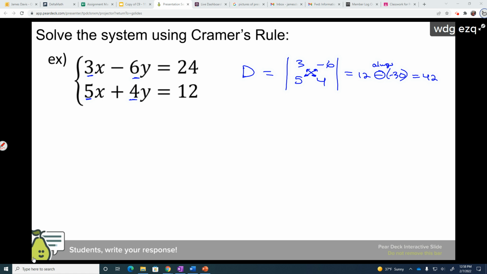The next determinant we're going to find is what we call D sub x. To find D sub x, we're going to replace the x column, this column here, with these answers here. Those are going to take their place. Because we're solving for the x, we're going to replace the x's. So instead of having 3 and 5, we're going to have 24 and 12. And then we're going to keep the y's. So when we solve for x, we replace the x column.